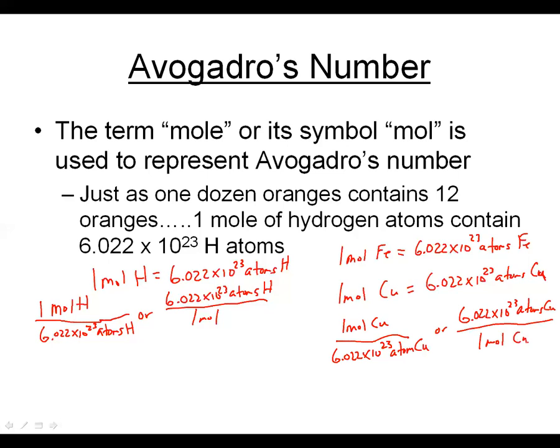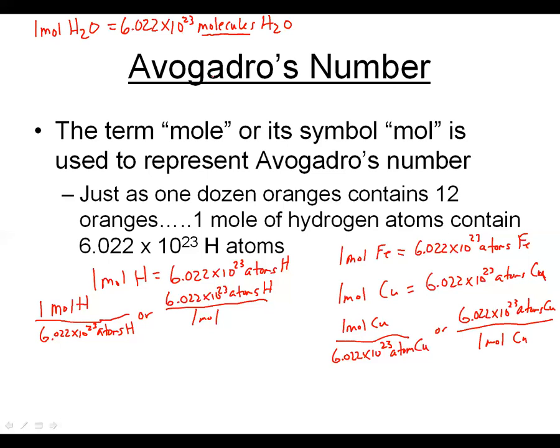Now, Avogadro's number is not just limited to individual atoms. So, for example, if you had something like 1 mole of water. Now, water, which is H2O, is not just an atom of an element, it's actually a molecule. So that would mean that there are 6.022 times 10 to the 23. Avogadro's number doesn't change, but this would be molecules of water, because water is not an atom, it's a molecule. So the only thing that really changes is the units associated with Avogadro's number. It becomes molecules instead of atoms.